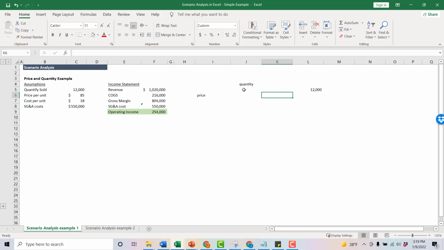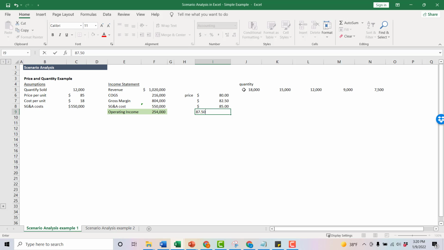We're going to say, what if that goes to 15,000? And what if it goes to 18,000? And then similarly, let's say it goes down to 9,000 or 7,500. And then for price, what's our base case here? $85. So let's say 82.50 or 80, and it can go up to 87.50 or 90.